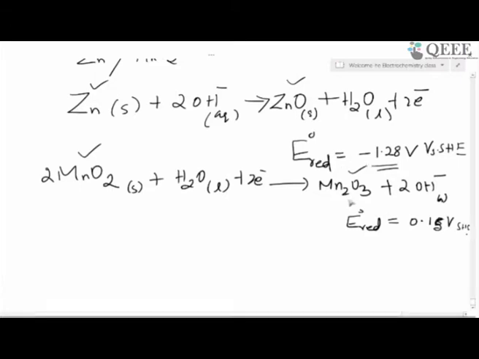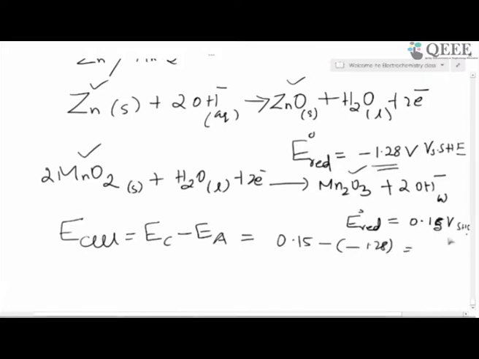So now I am comparing the two reduction potentials or standard potentials, and between these two, this is the most negative. That means my zinc will oxidize because that will serve as anode. Then if you want to calculate the cell potential, it is going to be E cathode minus E anode, that is 0.15 minus of minus 1.28, it's about 1.43 volt. So this is the voltage of the alkaline batteries, but this is single use.